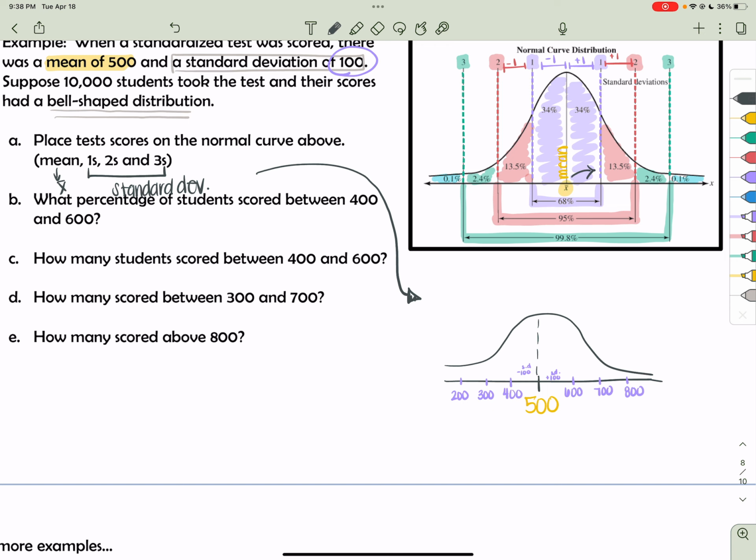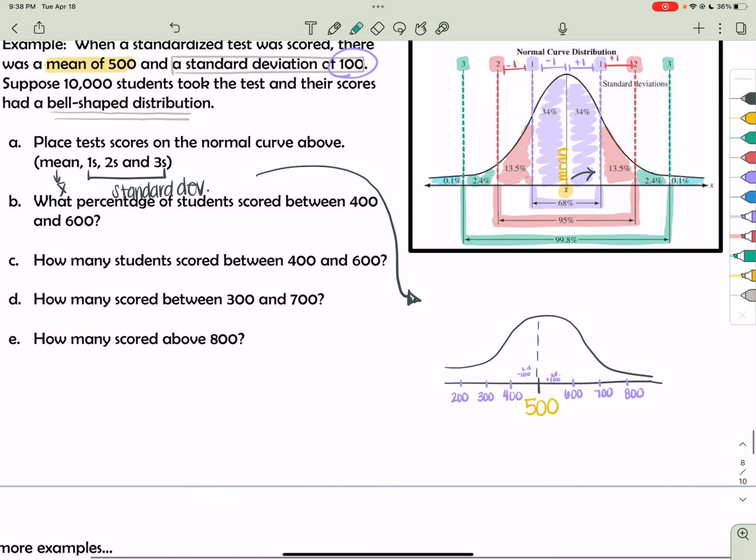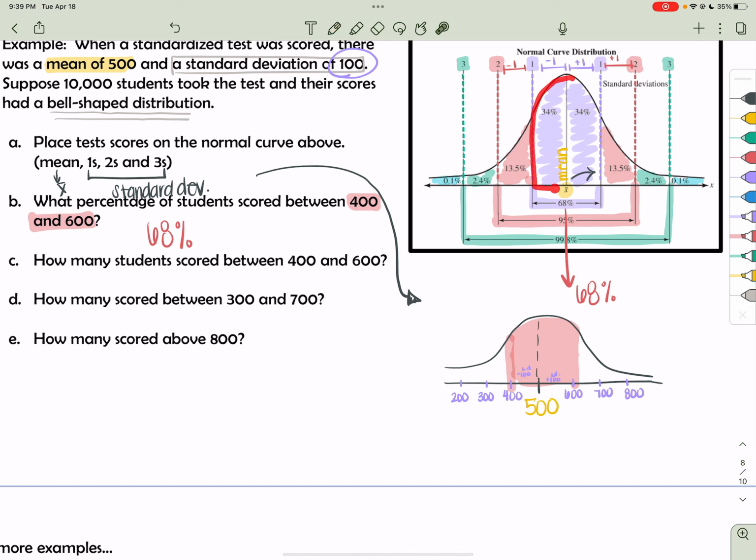So the first one, letter B, says, what percentage of students scored between 400 and 600? So I need to find those on my chart. Well, 400 and 600. Those are within one standard deviation. So according to my chart, 68% of the total should fall within 400 and 600. And then the question just said, what percentage of students fall between that number? Well, 68% of students fell between 400 and 600 because it is one standard deviation away. That's what the normal curve shows.